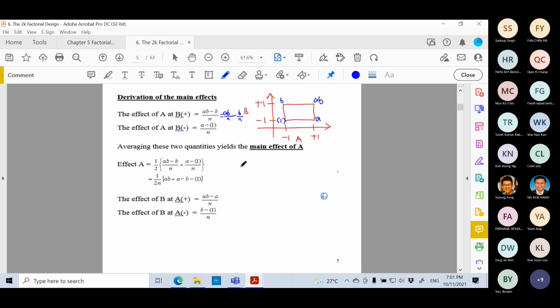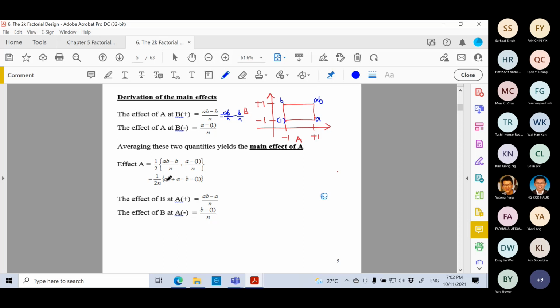Similarly, this concept will be the same. But this one, I just mentioned to you the difference of here, and then I take the average value of that, divided by 1 over 2. Then you can get the effect of A. So in general, as you can see, the effect of A is 1 divided by 2n, (AB + A - B - 1). So this is what you have for the effect of A.